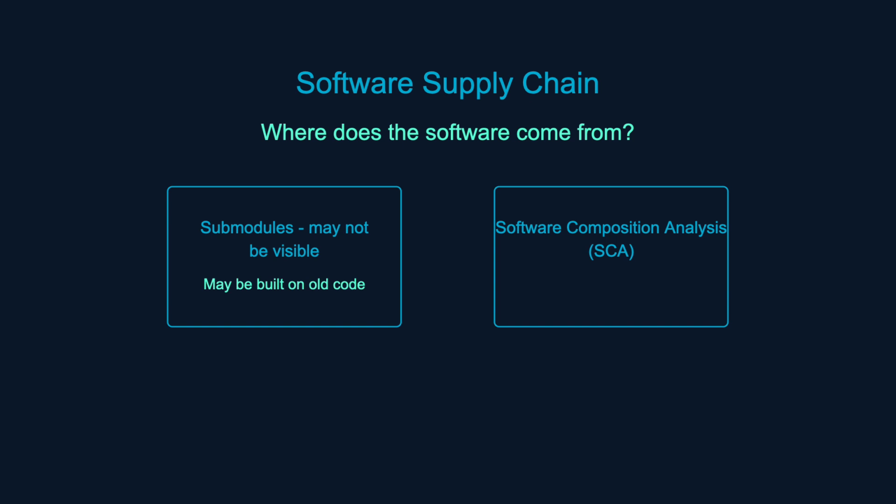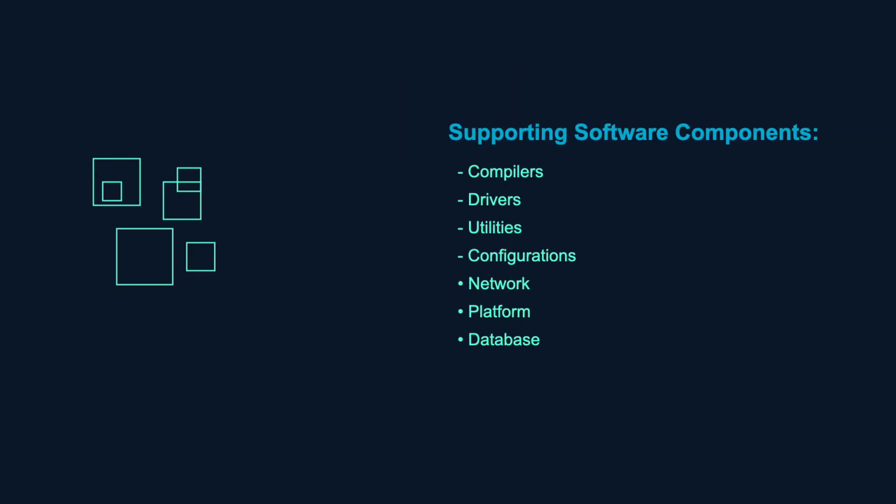This is why we often have to look at two things. First of all, software composition analysis. What are the components that make up our software, the composition of our software? And identifying all of those different submodules that are in our software to make sure that, wait a second, are these things even secure? Those supporting software components also include things like compilers, drivers, utilities, the configurations of systems such as our network and our underlying platform, and of course our database, everything from the database configuration, the layout, the schemas, to the database management system.